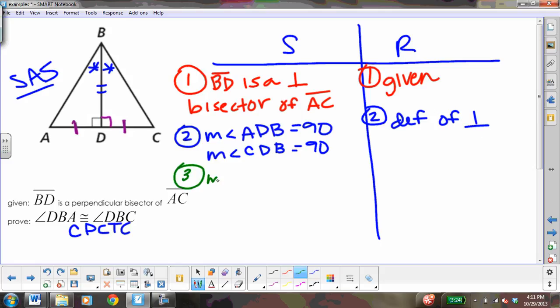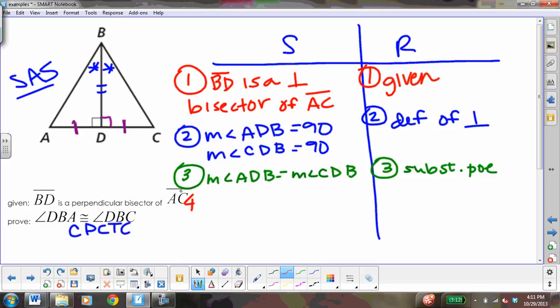Since they're both equal to 90, I'll set them equal to each other. And since they're equal, I will go ahead and say that these angles are congruent, because our triangles are always dealing with congruence.